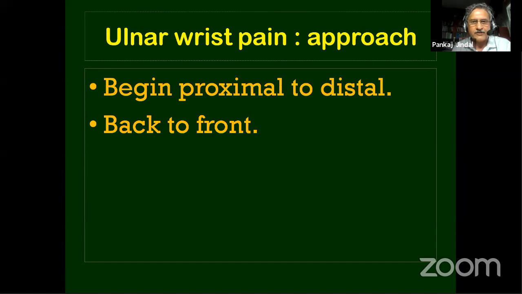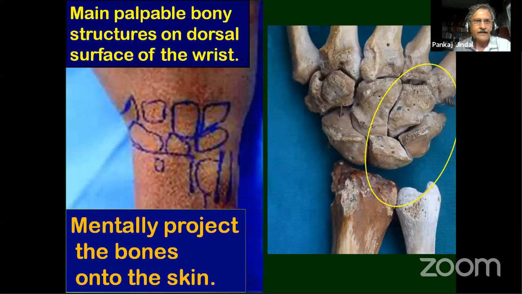So you begin from proximal and go distally on the back and then go on the front. Main palpable bony structures are on the dorsal surface of the wrist, and you can mentally project these bones onto the skin. You know the distal radioulnar joint, you know the lunate, the triquetrum, the hamate, and the fifth metacarpal, and the joints and the intervening ligaments, and you can mentally project them on the back.